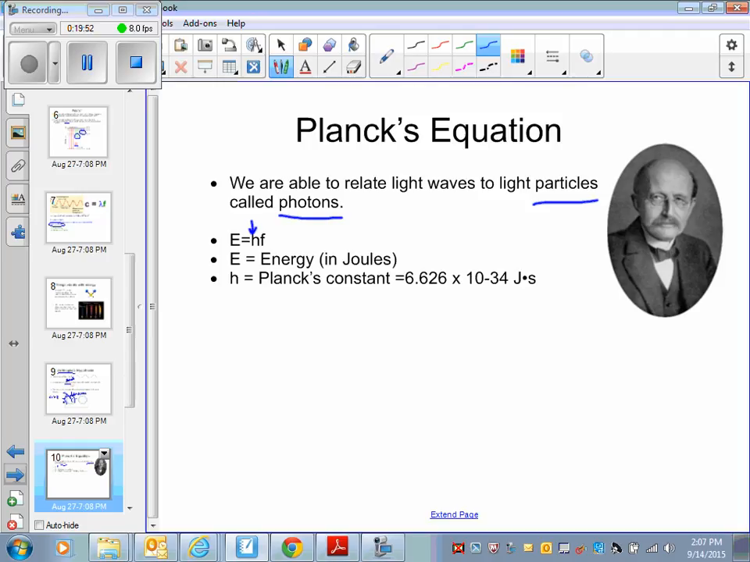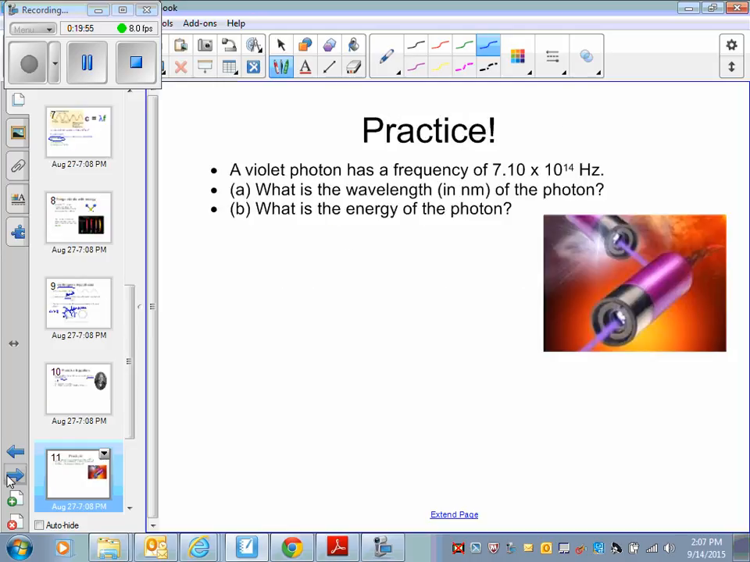Okay. So if we understand this, can we solve this question? I have a violet photon, so the violet light is coming out with that frequency. What is the wavelength in nanometers? And what is the energy of the photon? So what information do I have here? I have frequency 7.10 times 10 to the 14 hertz, or per second. And I need to calculate the wavelength. Do I know any relationship between wavelength and frequency?